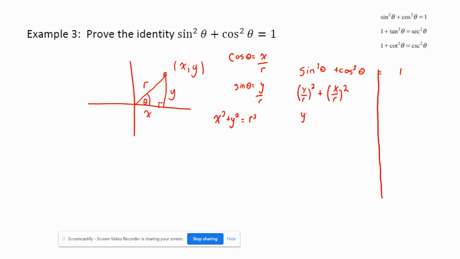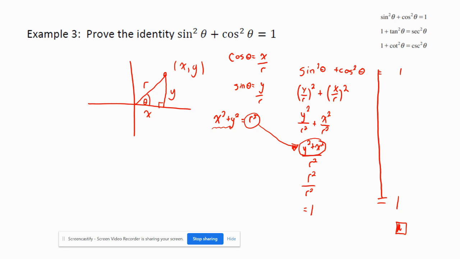So this is going to be the same thing as y squared over r squared plus x squared over r squared, which is y squared plus x squared over r squared. All I did here is, we have common denominators of r squared, so we can add the numerators. Well, what's x squared plus y squared equal? We know that this in fact equals r squared. So we make this substitution, and we now have r squared over r squared, which equals 1. Well, this is what the right-hand side of the equation equals. So we have a 1.